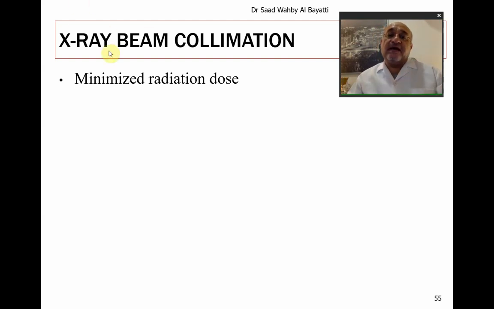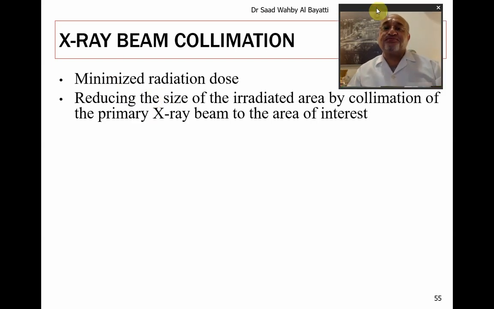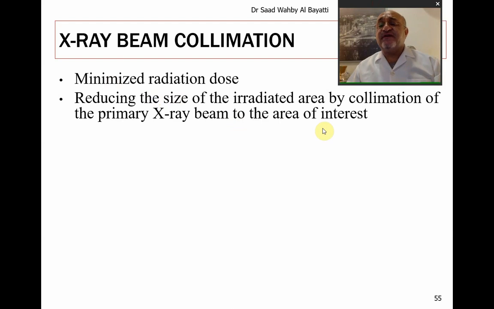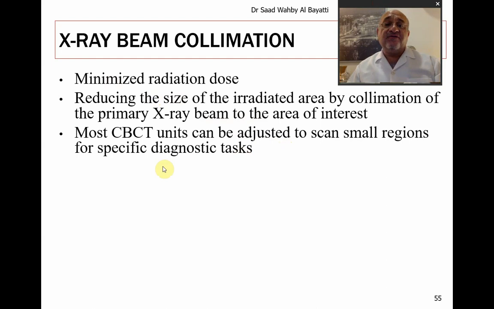So collimation, of course, naturally, as we said, will reduce the radiation dose, reducing the size of the irradiated area by collimation of the beam to the area of interest. Most cone beam CT machines can be adjusted to scan small areas. Of course, this is being advanced more and more for specific diagnostic tasks, and this is important. It is always the size of the beam that is being radiographed is based on what you need.